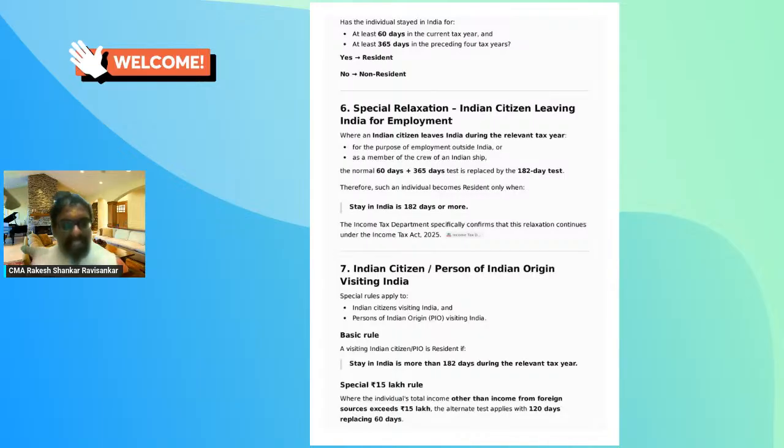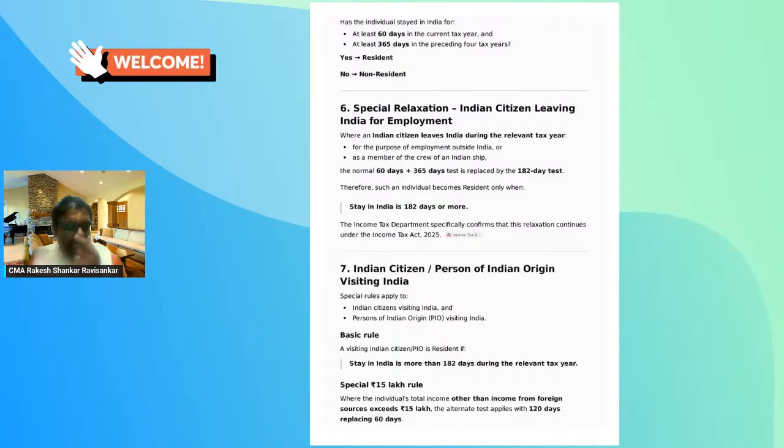So if a person has left India for the purpose of employment, then we'll have to substitute that 60 days with 182 days, which means the first condition has to be satisfied for the people who are Indian citizens who are leaving India for the purpose of employment. The second condition is a special rule. So special rules apply to the Indian citizens visiting India.